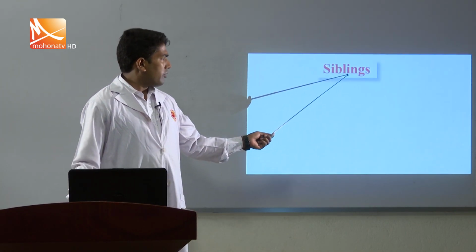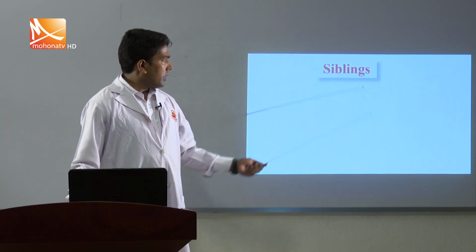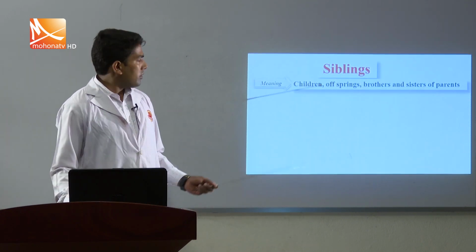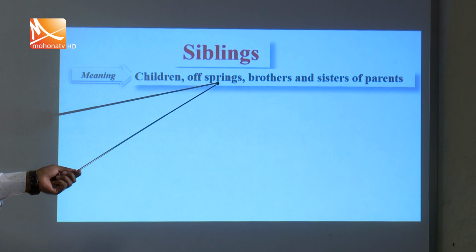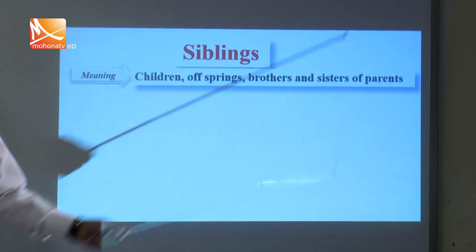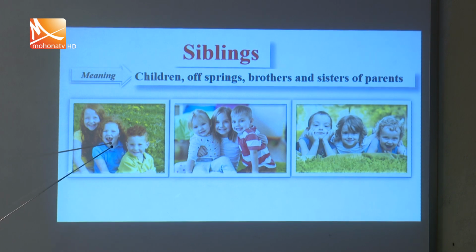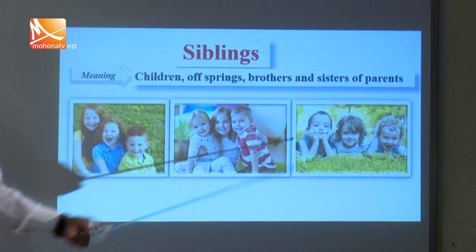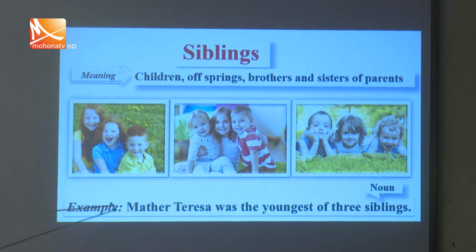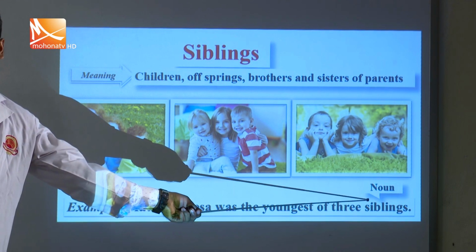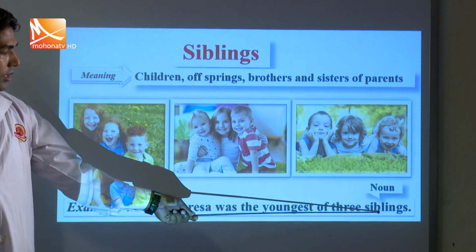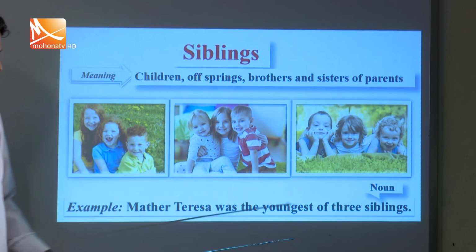Next one, siblings. This is a very common word. We know sibling means children of the same parents, brothers and sisters. Let's see some images. They are siblings. Example: Mother Teresa was the youngest of 3 siblings. Here the word sibling is also a noun, and we can use the word in a sentence very easily.